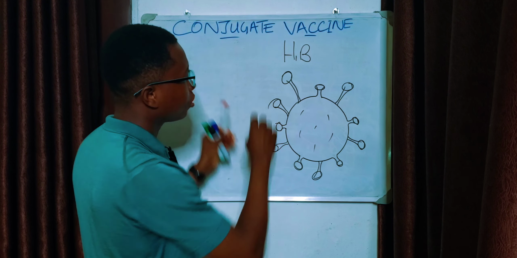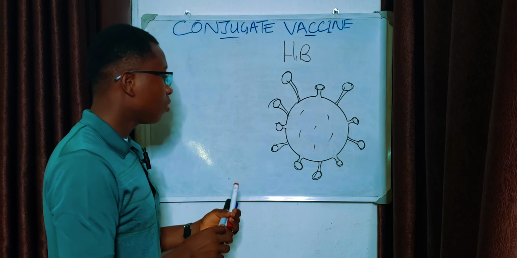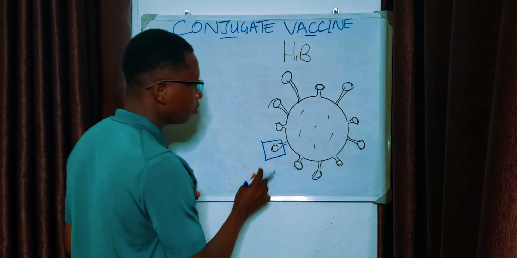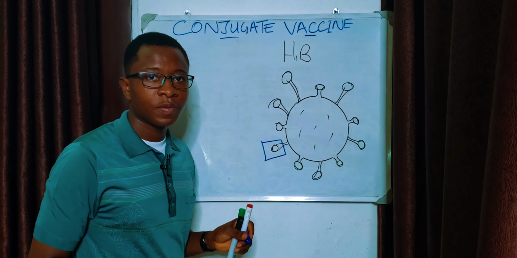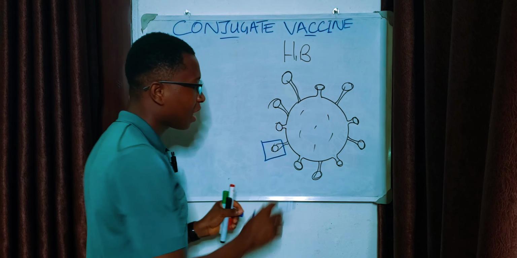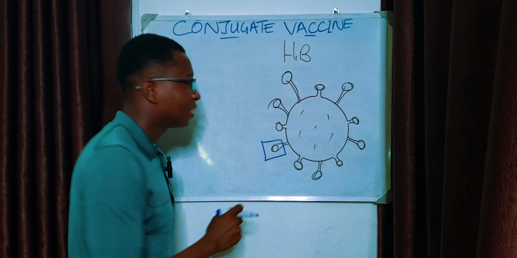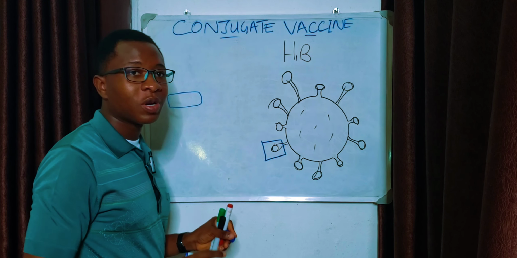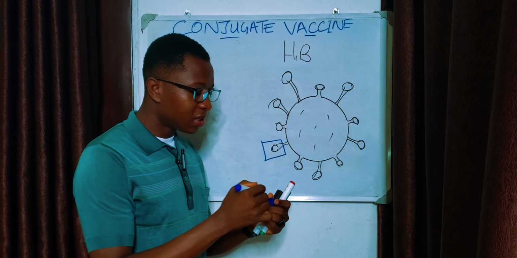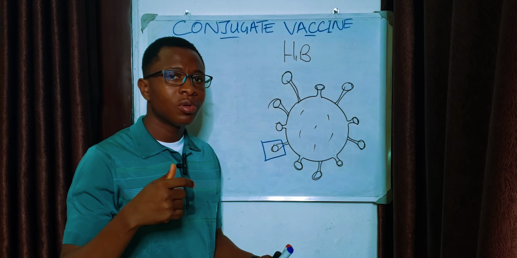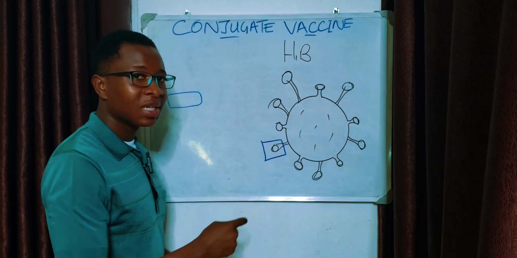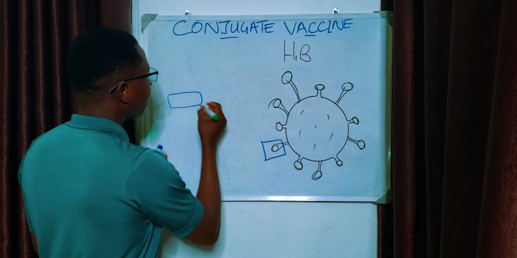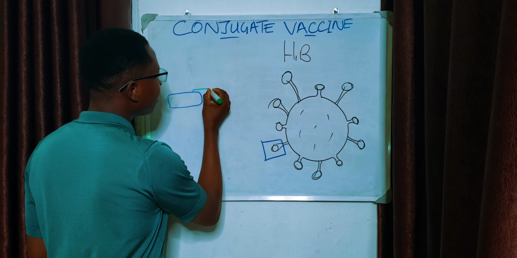So, how is the conjugate vaccine made? Firstly, they pick out a part, a protein, from the pathogen itself. So they isolate that part. Let's assume this is the isolated part. This is the protein that cannot be recognized by the immune system. So what the scientists do is add something that can be recognized by the immune system. And what is that? They add what we call a carrier protein.